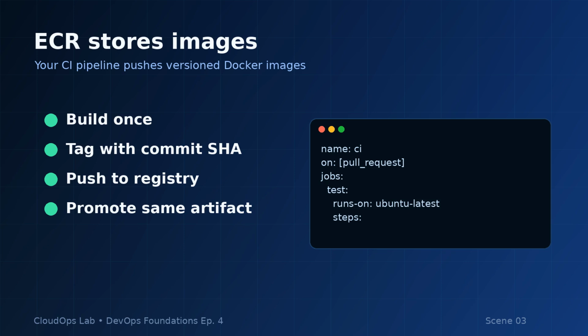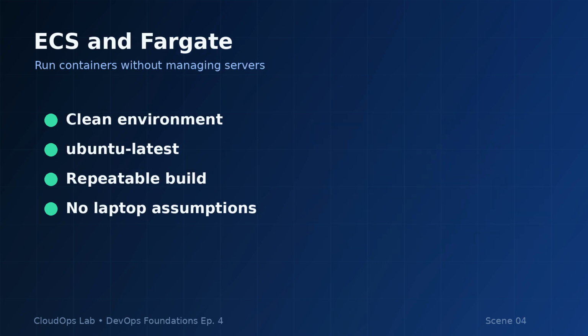ECS means Elastic Container Service. Fargate means AWS manages the server infrastructure for you. You describe the container you want to run, and AWS handles the underlying machines. To understand ECS, remember 4 ideas. A cluster is the logical place where your service is run. A task definition is the blueprint for a container. It describes the image, CPU, memory, ports, environment variables, and logging. A task is a running copy of that blueprint. A service keeps the desired number of tasks running.